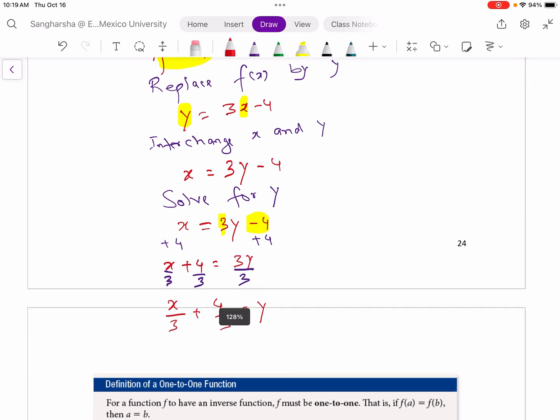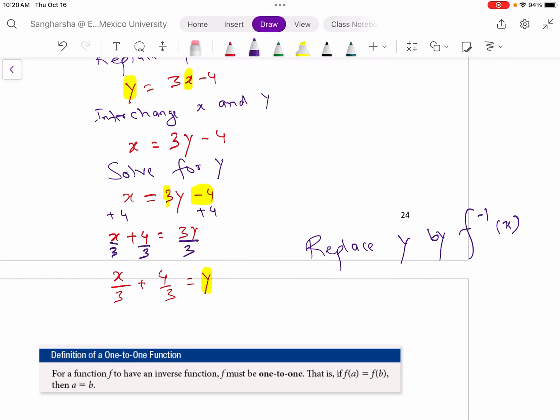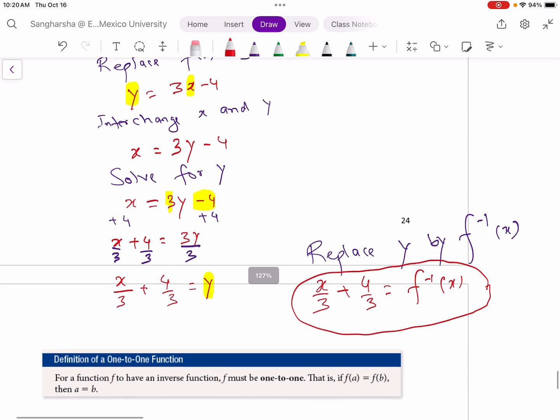The last step is that we replace y by f inverse of x. So our inverse function is x over 3 plus 4 over 3 equals f inverse of x. So f inverse of x is x over 3 plus 4 over 3.